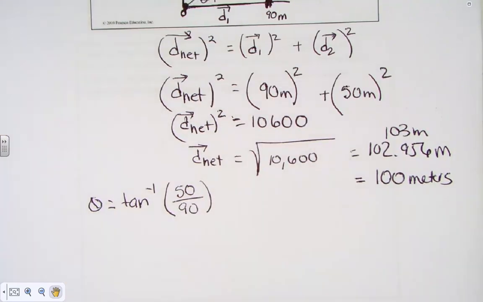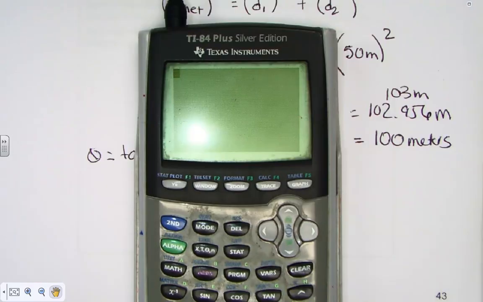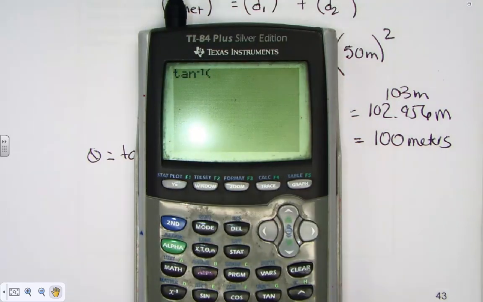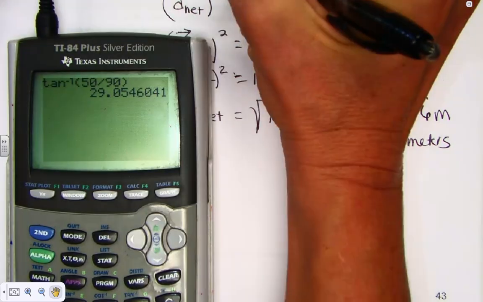Follow with me to be sure we're comfortable with the key sequence. Here's my calculator just to show the screen. Second function, tangent, pulls up the inverse of tangent. We're taking the inverse tangent of opposite, 50 meters, divided by adjacent, 90 meters, close the parenthesis, equals. And we have an angle that's 29 degrees. Theta is 29 degrees.